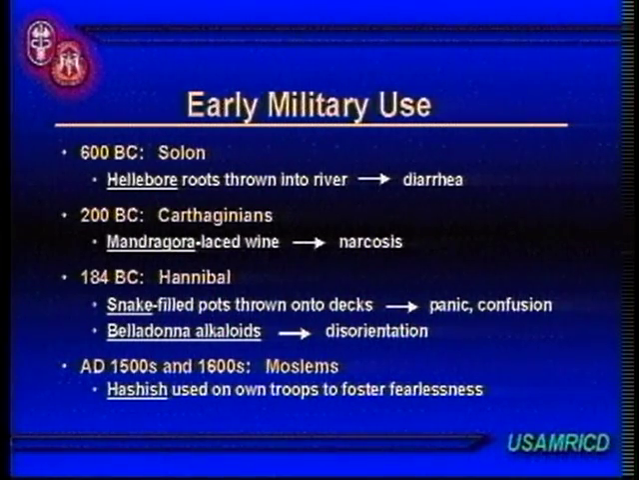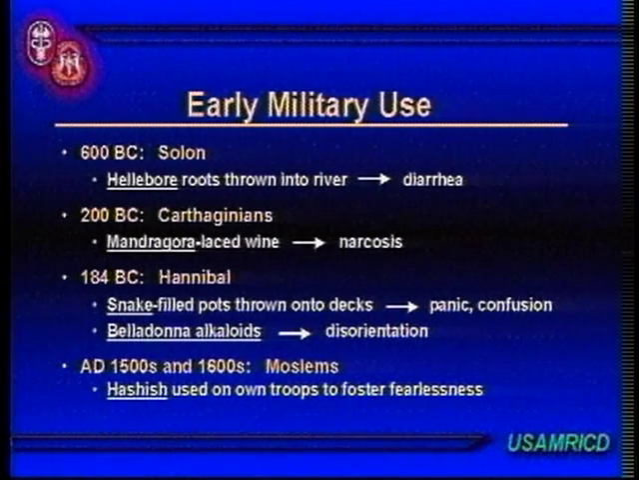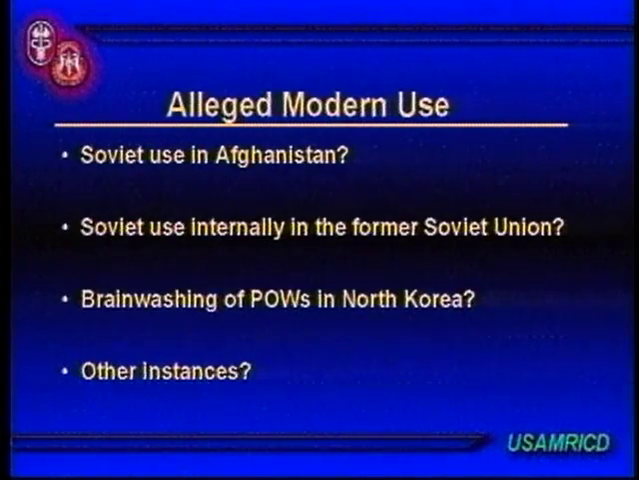And of course, hashish. The word assassin comes from hashish, because hashish was fed to these people to inspire fearlessness in what they were to do. Now, here's some Afghans. And there was some concern that maybe the Russians in more modern times may have used some kind of an incapacitating agent in Afghanistan. We have no concrete evidence of that, but there were certainly plenty of reports. There were also reports that the Soviet Union, before its dissolution, may have used these things internally. POWs came back saying, well, the Koreans used some sort of weird thing on us to make us so that we wouldn't fight. We're not sure. We don't have any concrete evidence of any of these things. But there are plenty of reports.